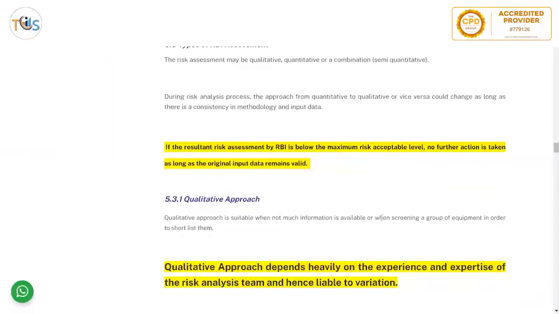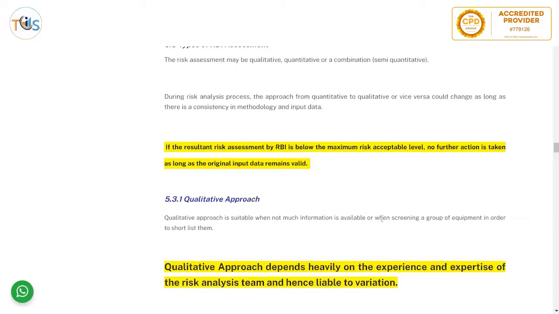Types of RBI assessment. The risk assessment may be qualitative, quantitative, or a combination, semi-quantitative. During risk analysis process, the approach from quantitative to qualitative or vice versa could change as long as there is consistency in methodology and input data. So you can change the approach, but the methodology should remain the same and input data need to be same, because the input data is what you base your RBI on.